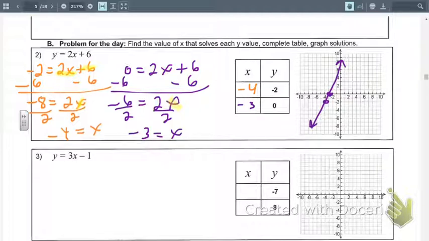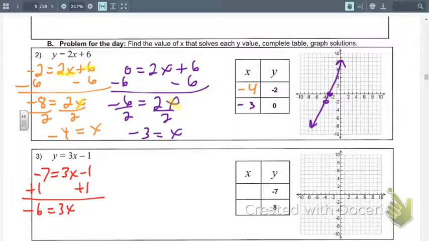Alright, number 3, we're going to plug in negative 7 for y. Add 1 to both sides. Okay, so we have negative 6 equals 3x, so we're going to divide by 3. So negative 6 divided by 3 is negative 2. So negative 2 equals x.